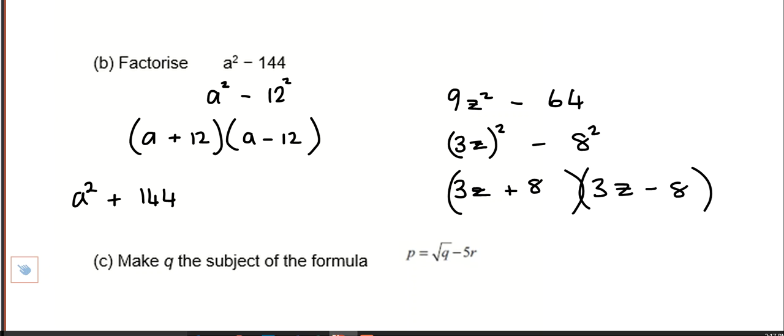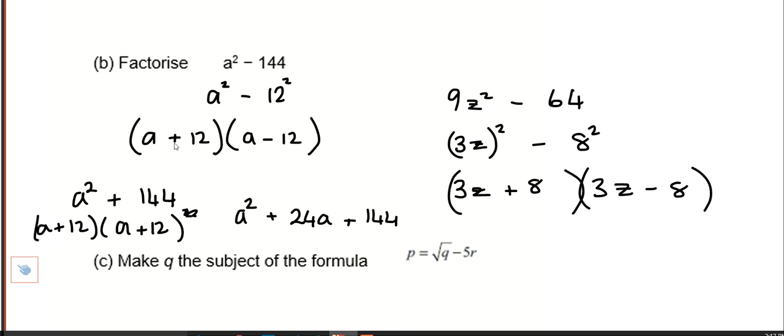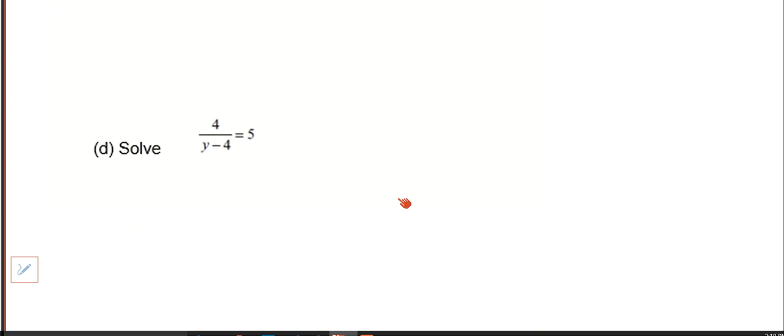Wait, could you write a plus 12 in brackets and then plus a little square sign? Yeah, but a plus 12 squared is a squared plus 24a plus 144. You missed the middle bit. That's why when it's plus and minus, this bit becomes plus 12a minus 12a, which is why it goes. Right, that's your final answer? That's the final answer.